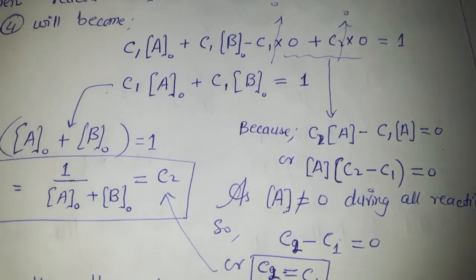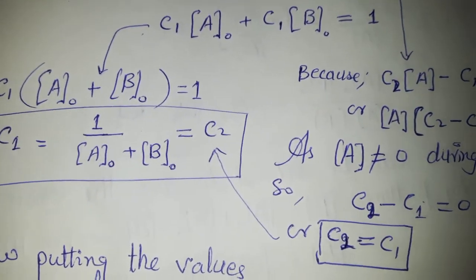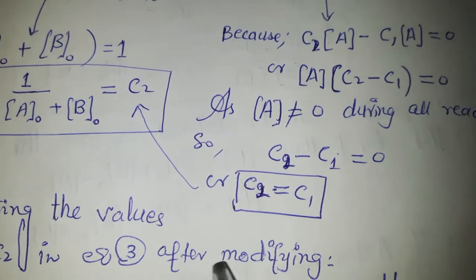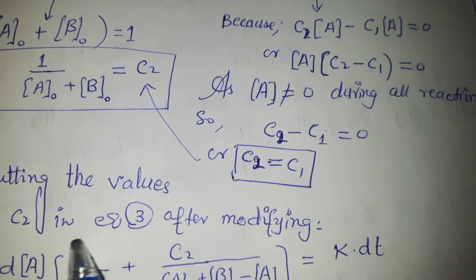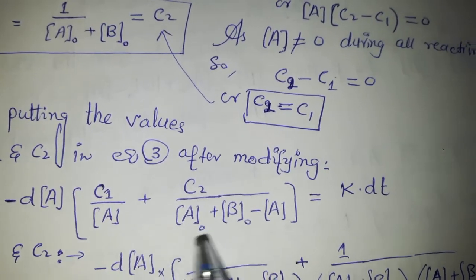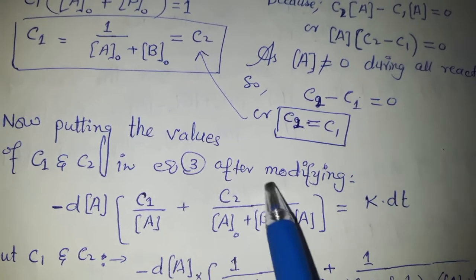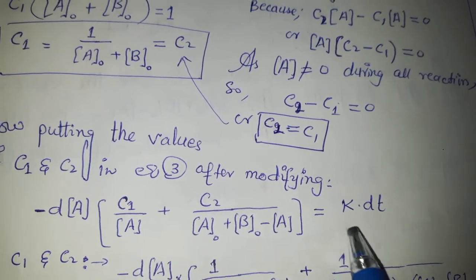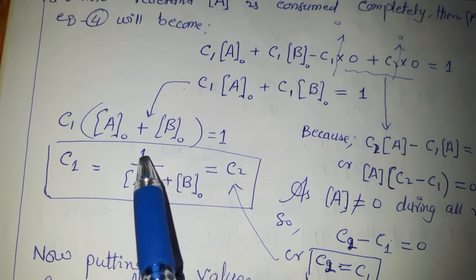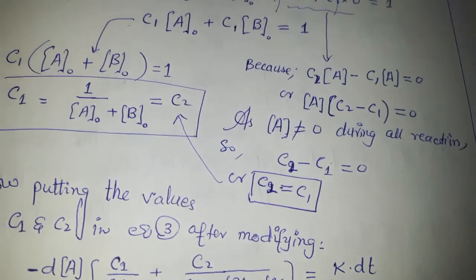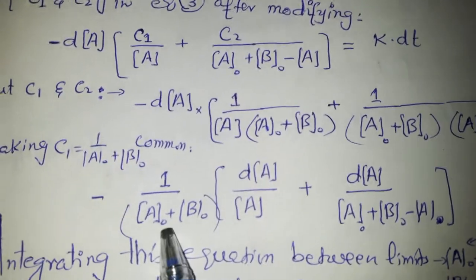Now you can see here that C1 is equal to C2. Now putting the values of C1 and C2 in equation 3 after modifying. Equation 3 can be modified by putting in the separated fraction terms. We just took this minus dA common and put the value of the separated fraction, and the next step is to put the values of the constants C1 and C2, that is C1 is equal to C2 is equal to 1 over A0 plus B0. So this term is common in both, so we can take it common.